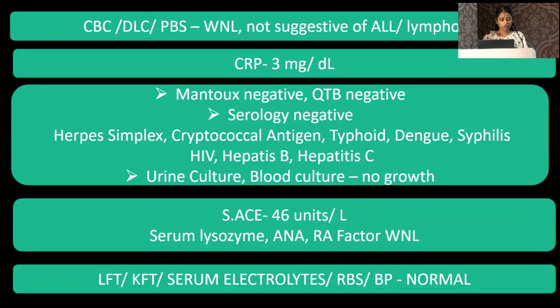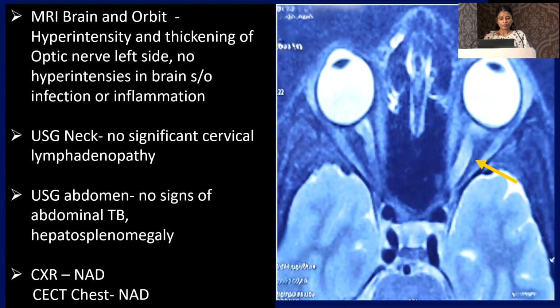We did an autoimmune panel. Serum ACE was 46 units per ml, which is normal for a child. Serum lysozyme, ANA, and RA factor were within normal limits, and the metabolic profile was also within normal limits. So by now we were suspecting an atypical optic neuritis. We ordered an MRI brain and orbit.